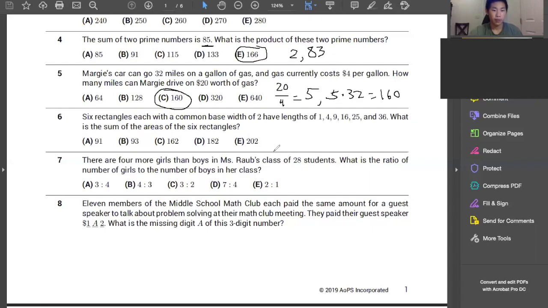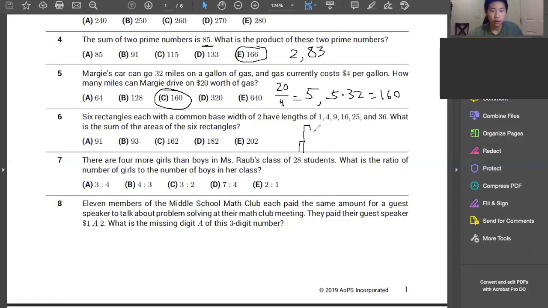Okay, on to question 6. We have 6 rectangles with a common base, a base width of 2, and the lengths are 1, 4, 9, 16, 25, and 36. We want to find the sum of the areas. So a diagram probably looks something like this.